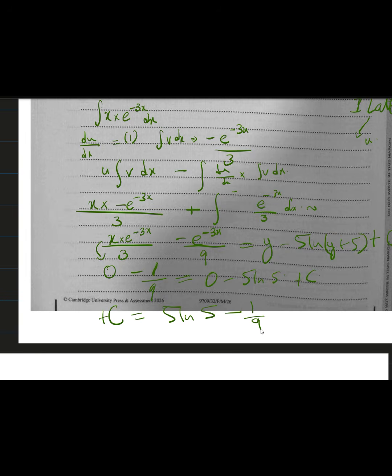And then our differential equation would basically be x into e power minus 3x over 3 minus e power minus 3x over 9 is equal to y minus 5 ln(y plus 5) plus 5 ln 5 minus 1 over 9. That would be our final equation, and that is the correct answer as well.